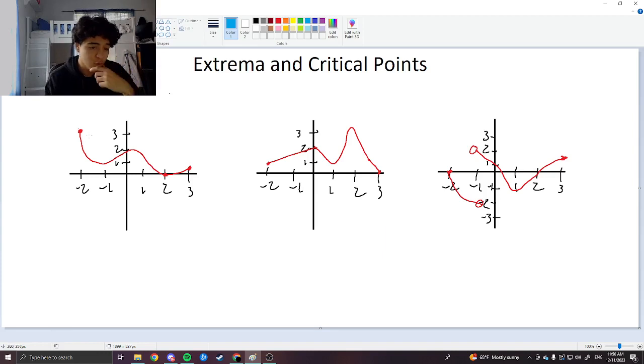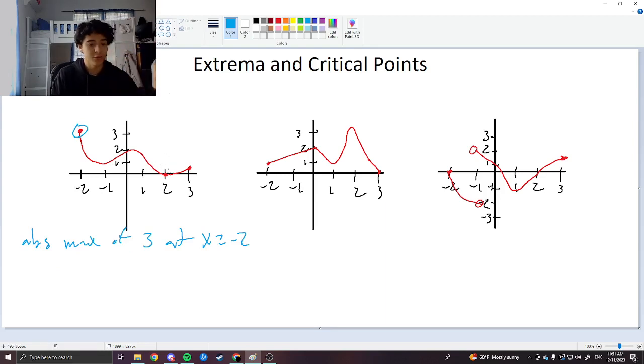All right, cool. So on this first graph, well, this is the highest point ever. The y value is 3, so we have an absolute maximum of 3 at x equals -2. Okay, cool. And now we'll find the absolute lowest value on this whole graph, which is down here. And we have an absolute minimum of 0 at x equals +2.